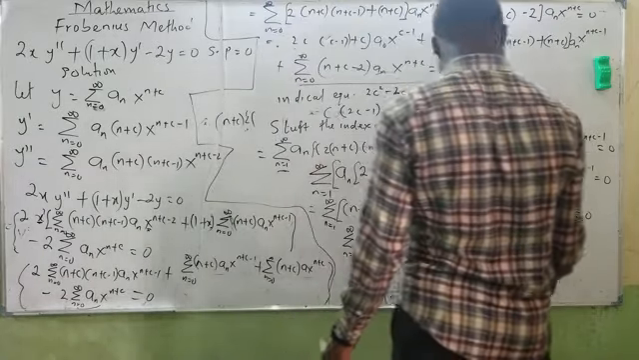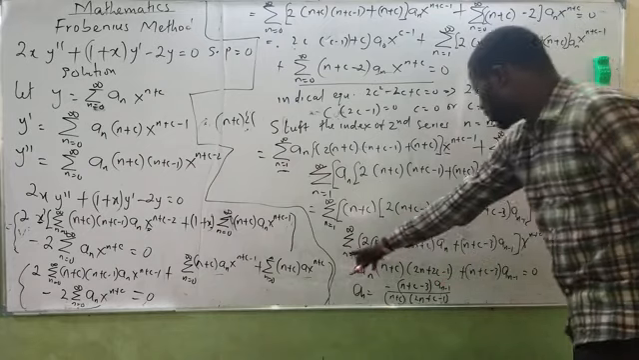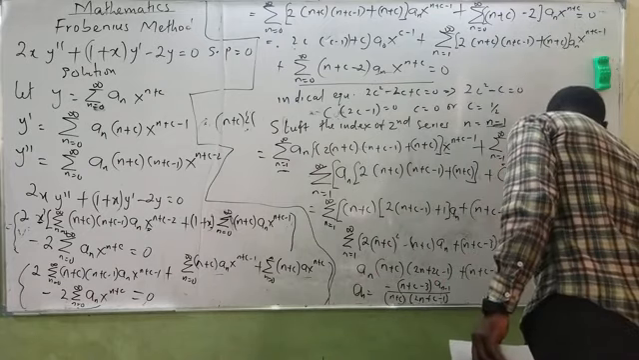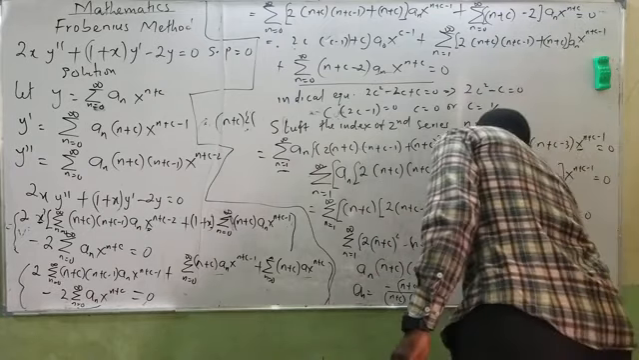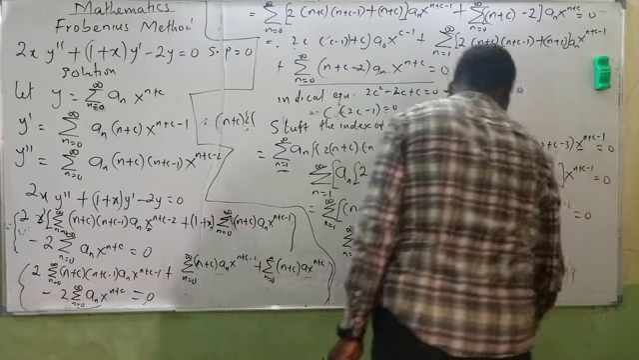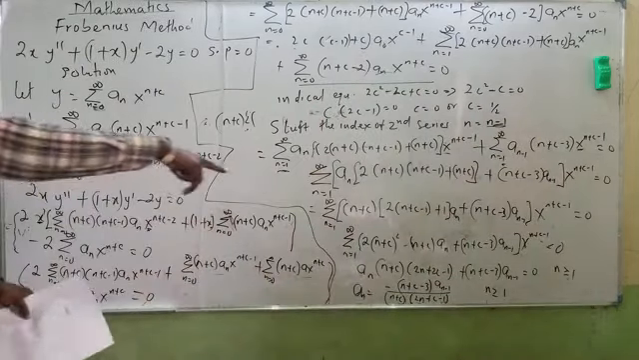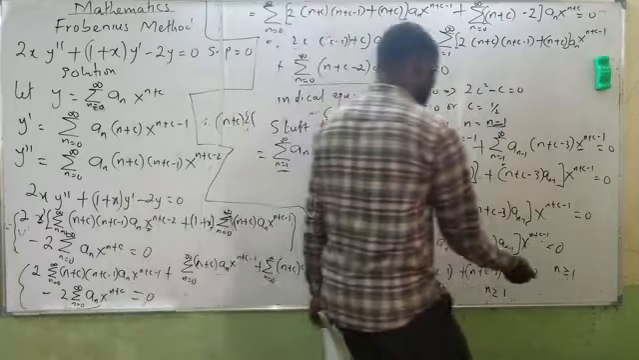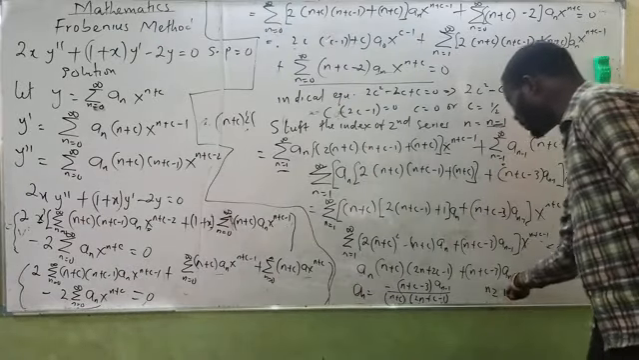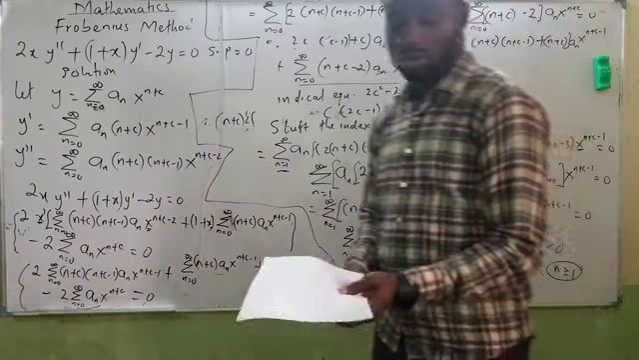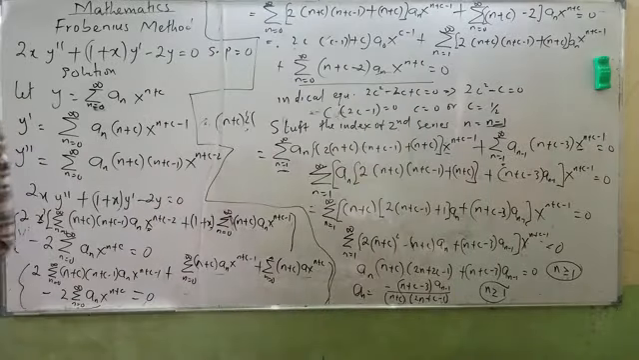Don't forget, my counter must show here, because there is no more counter here. My n must be greater than or equals to 1. Please take note of that. If you are not putting this, it will make your work not to have meaning. Now, that is very, very important at that point.